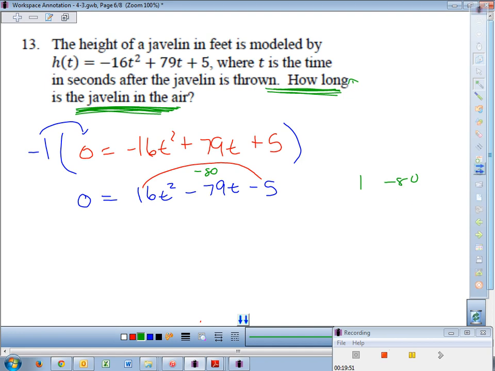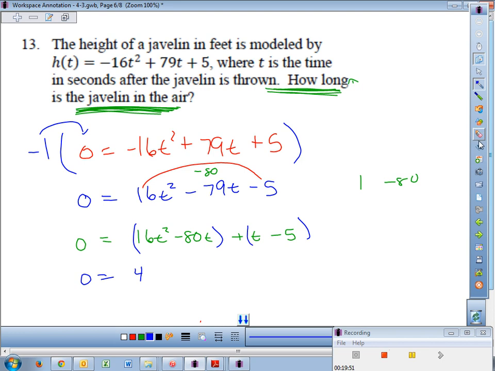Factor it. Please put a tail on your t's so they don't look like plus signs. I don't know why I pulled a 4 out. Put that 4 there.